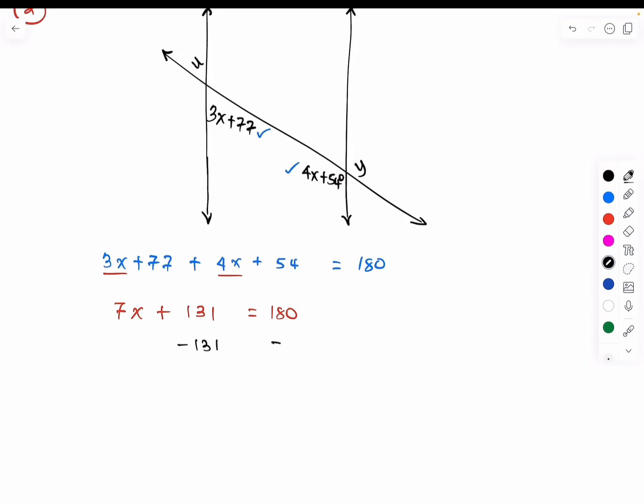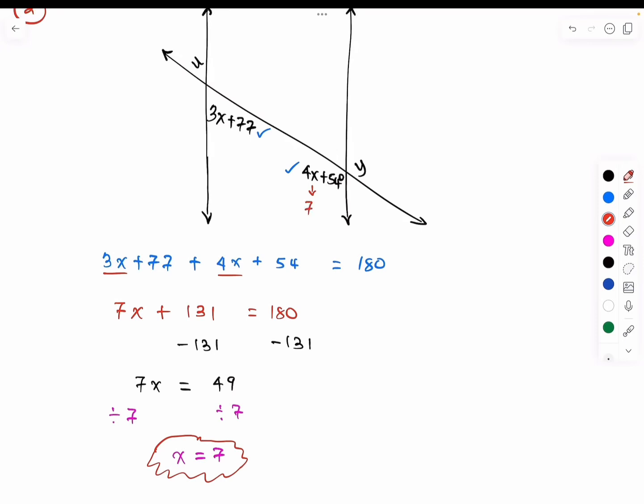So now let's solve this two-step equation. First, I want to subtract 131 on both sides. So 7x is equal to 180 minus 131, which gives me 49. The next thing I have to do is divide both sides by 7. And then I notice that my x is equal to 7.